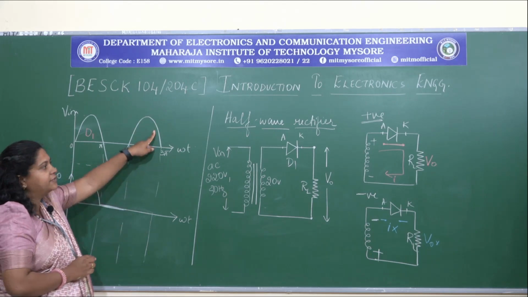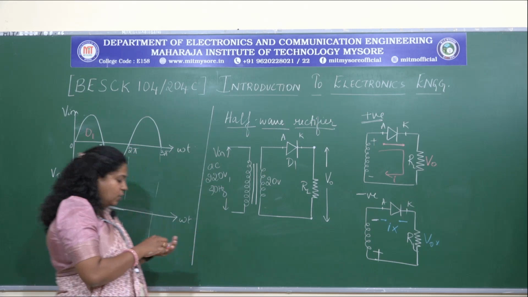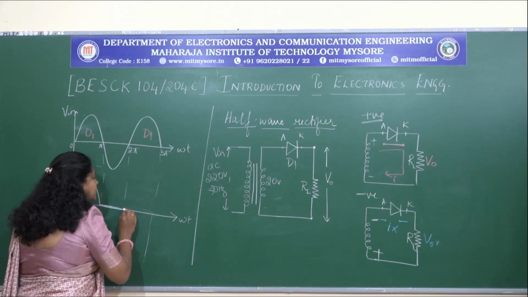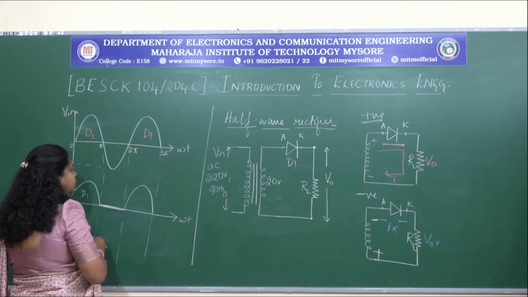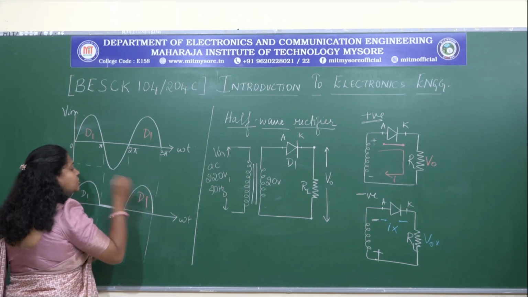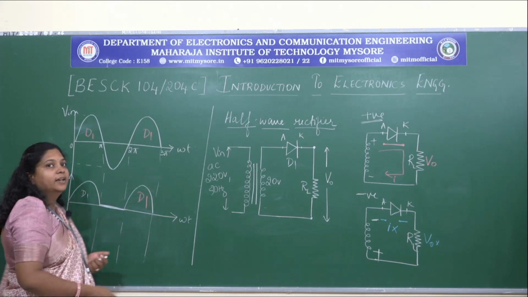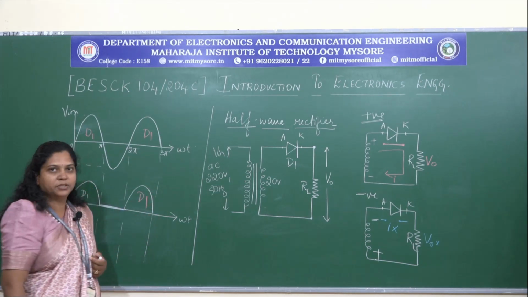Similarly, for the next positive half cycle, what happens? Again the diode D1 switches on, and because of the switching action of the diode we are going to get an output voltage. And this is how we are going to get a rectified output.